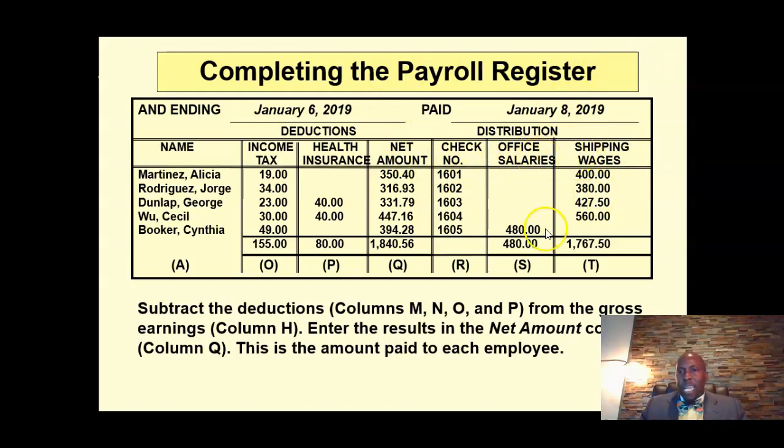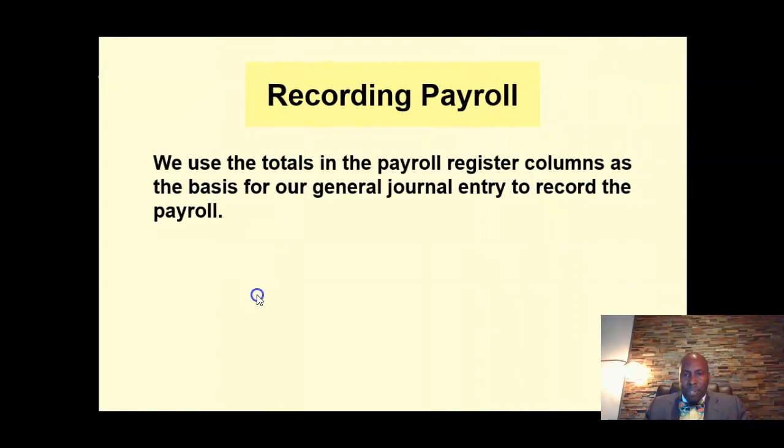This section is showing the gross amount that was earned by the employees for this pay period, because the gross amount earned by the employees is recorded as an expense by the employer at the end of each pay period. So the pay period ends on 1/6/2019. We're going to pay the employees on 1/8 of 2019, which means on 1/6, I'm going to make a journal entry to record all of my payroll information.